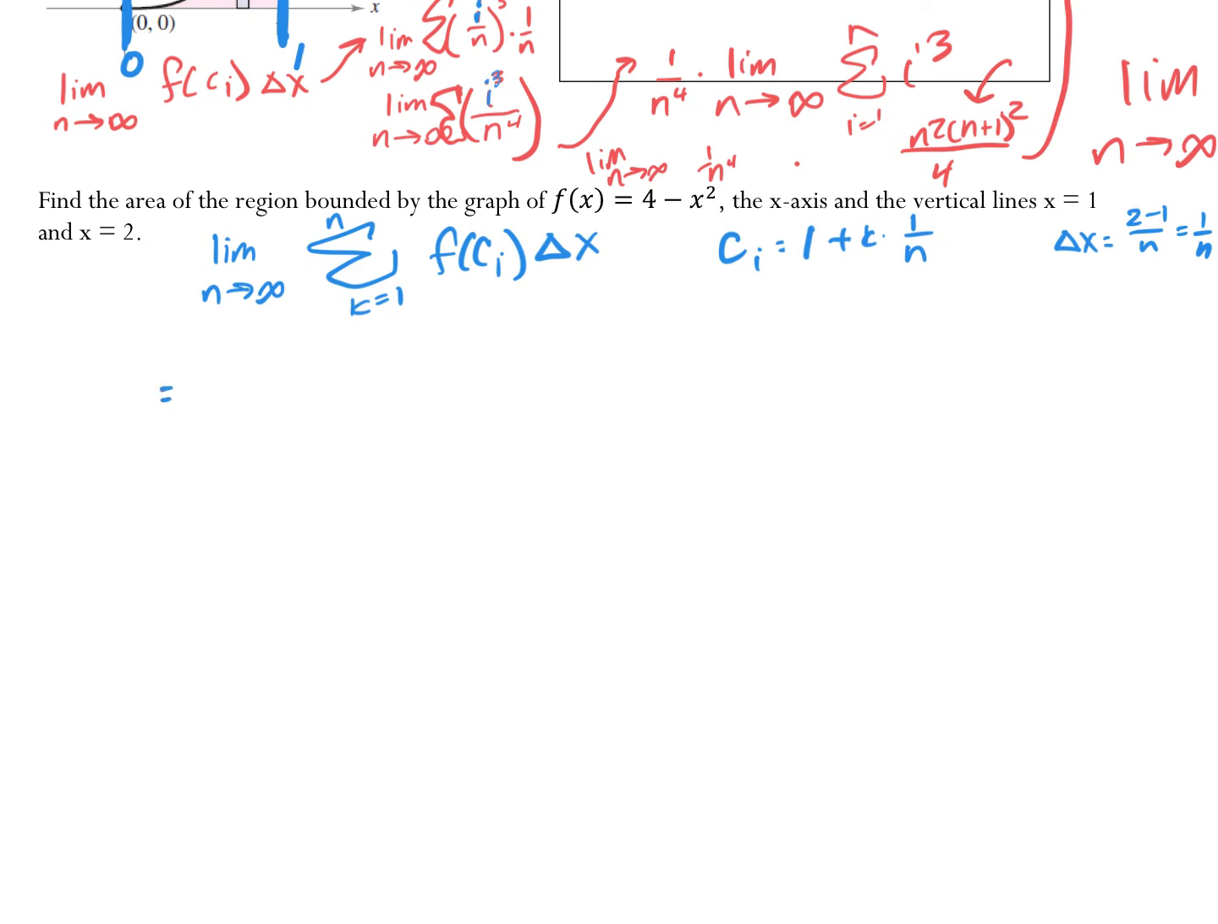So to find this limit, I'm going to do the limit as n approaches infinity, k equals 1 to n. f of x in this case is 4 minus x squared. This time it's going to be 4 minus 1 plus k over n, the quantity squared. And then times delta x, which will be times 1 over n. Did k over n. Thank you.